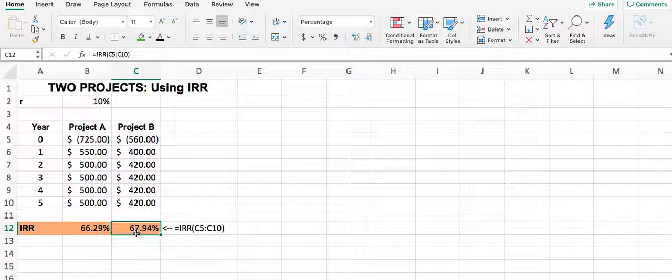I'm not saying that the printer A is a bad choice, but it's obvious that both printers are worthwhile. But I would like to go with Project B because of its higher rate of return.